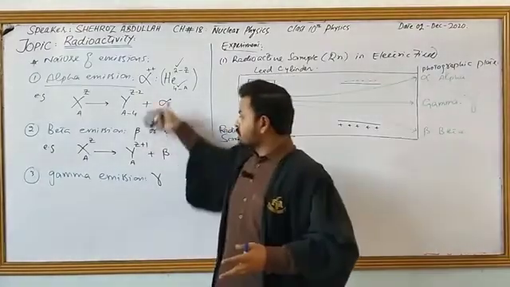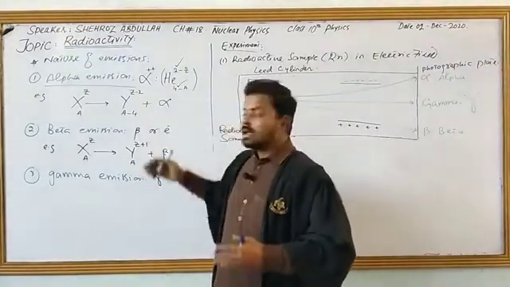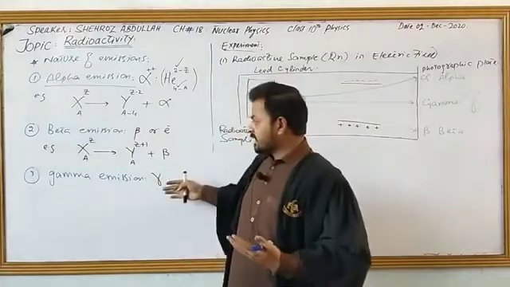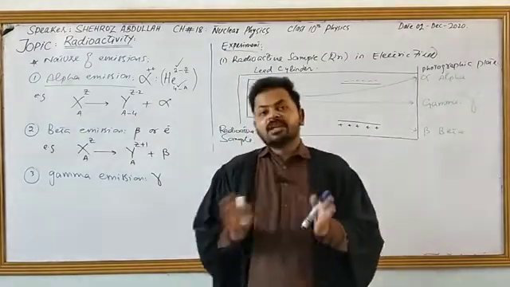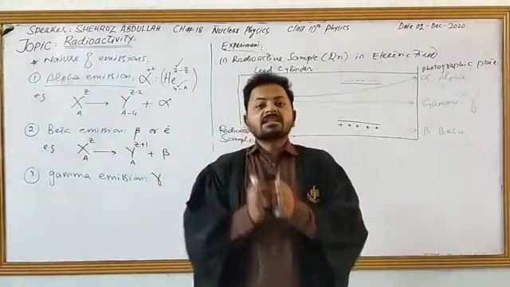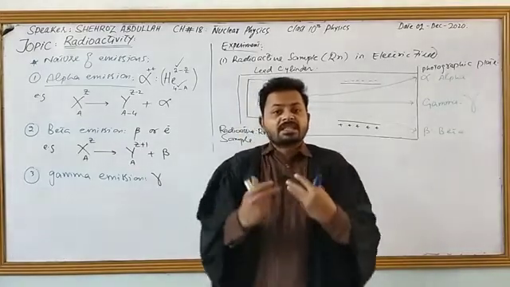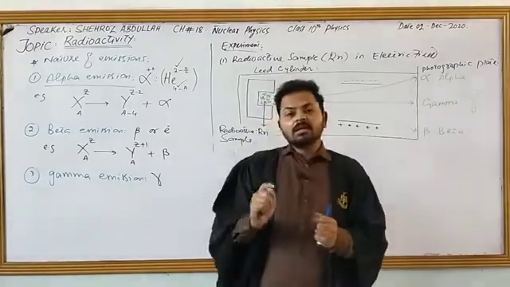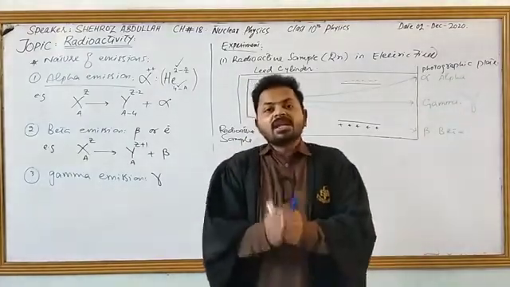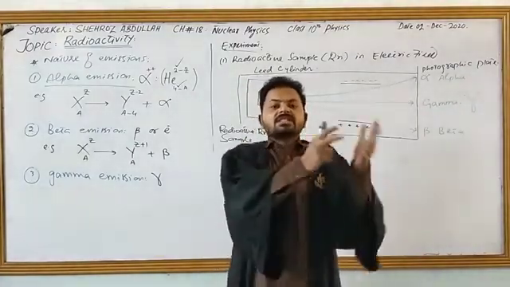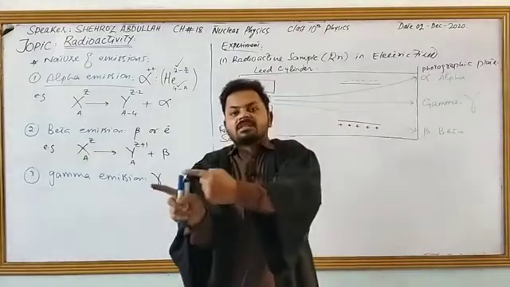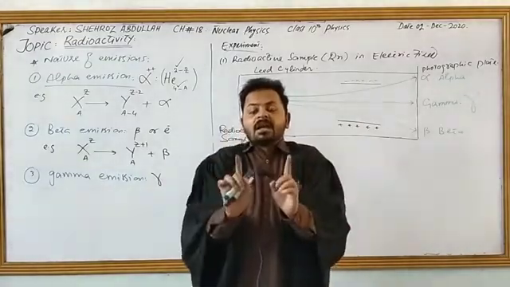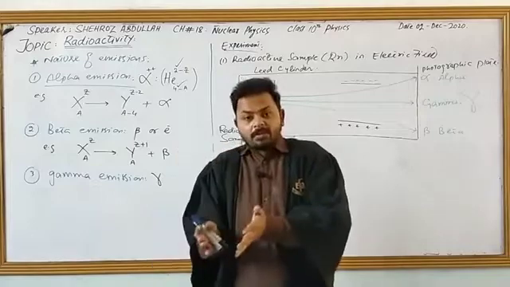Okay, like in the first two cases we are forming a new element over here, but the case of gamma is very different. Gamma is not a particle. It is an electromagnetic wave which is in the form of energy. So gamma emission from an element can only convert the element from an unstable state to a stable state. It cannot form any new element.